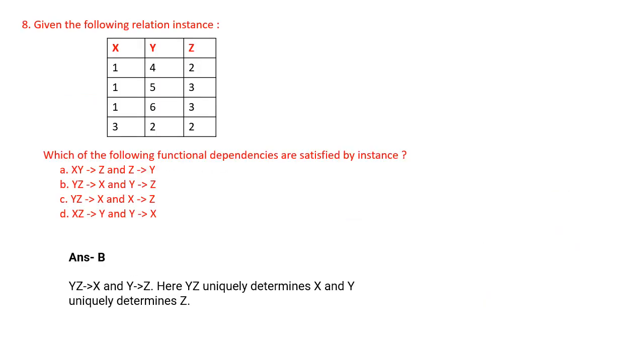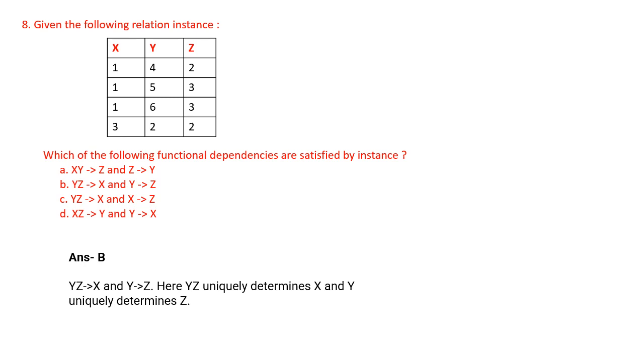Now we have a good DBMS question. It is asking for FD, functional dependency. To find functional dependency, the LHS attribute values should be different, or if they are not different, they should have equal right side attribute values. So let's go from the first option. XY tends to Z. We will see the values of XY: 14, 15, 16, 32. All the combinations are different, so it will surely exist.